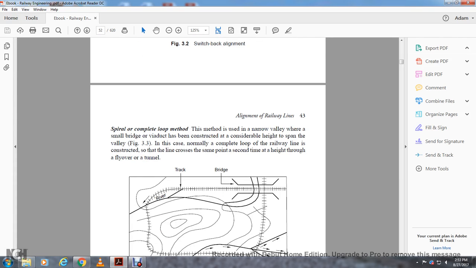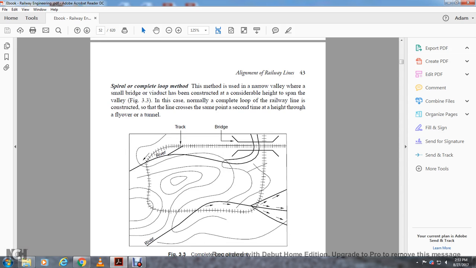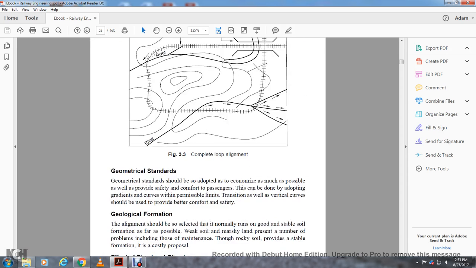Alright, the spiral or complete loop method. This method is used in a narrow valley with a small bridge or a viaduct that has been constructed with considerable height over the span of the valley. In this case, a complete loop of the railway line is constructed so that the line crosses the same point a second time, at the height of a flyover or tunnel. Track, bridge, and river, tunnel.